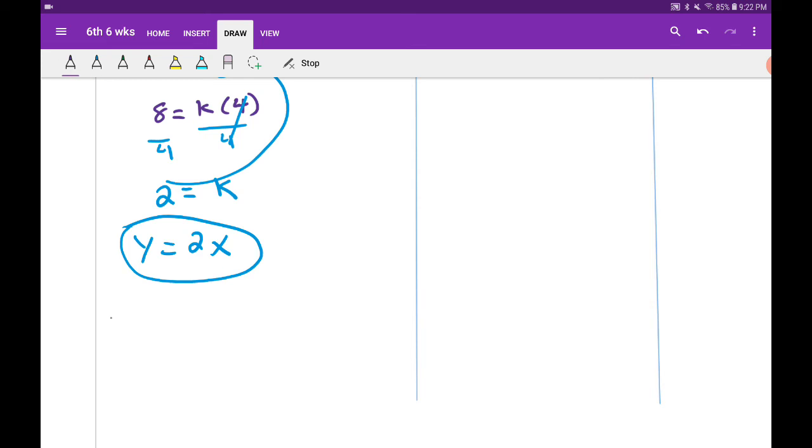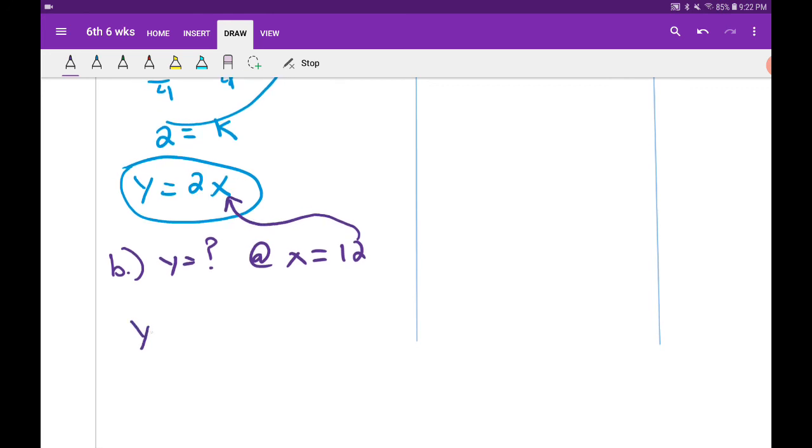All right, now we have part B. Now it wants us to find out what y is. It's supposed to be a question mark. We're going to find out what y is when x is equal to 12. In other words, we're going to take that 12 and plug it in. Pretty straightforward equation. So y is going to equal 2 times 12, and that will be 24.